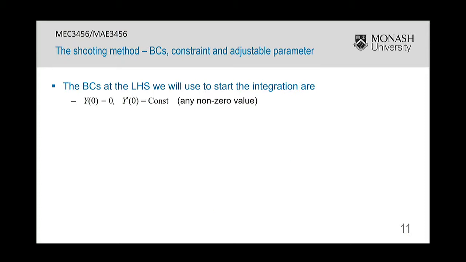So the boundary conditions at the left-hand side we need to use to start the integration are y of 0 is equal to 0, and y dashed of 0 is equal to some constant which is non-zero. The constraint that we aim to achieve is once we integrate our solution from the left-hand side to the right-hand side, or from x is equal to 0 to x is equal to L, we want to have our solution y of L being equal to 0. That's the constraint we've got. Once we've started with these two conditions at x is equal to 0, we want this to be satisfied when x is equal to L.